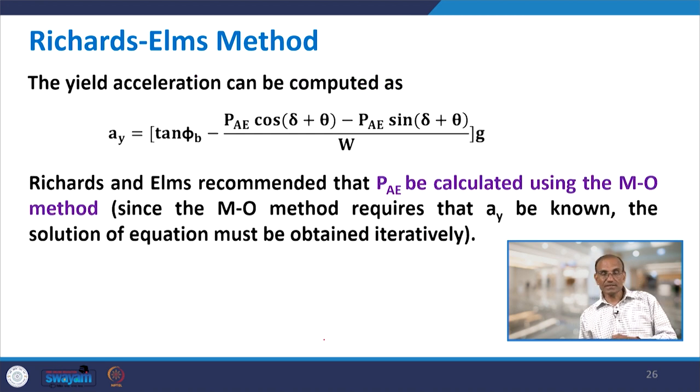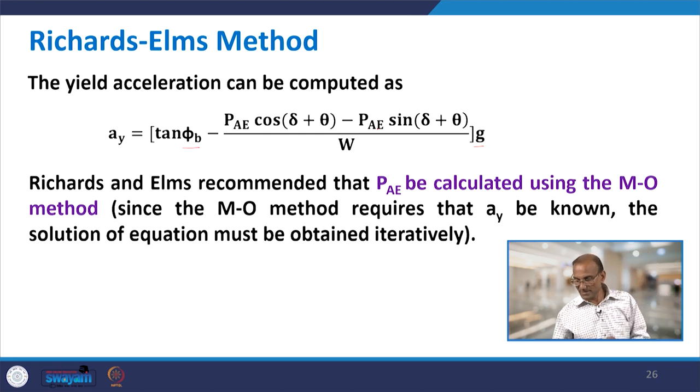So ultimately, the yield acceleration can be computed using this expression: AY equals tan phi B minus PAE. And what is in this equation? Phi B is the angle of friction at the base. Delta and theta we already discussed, and PAE is the total active earth pressure. And then whatever you get should be multiplied by G to calculate the acceleration.